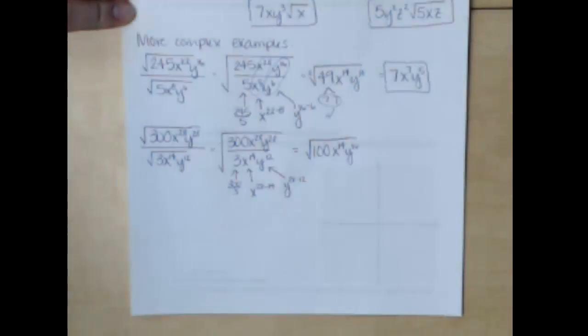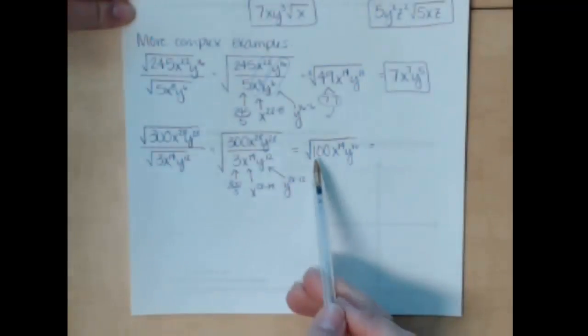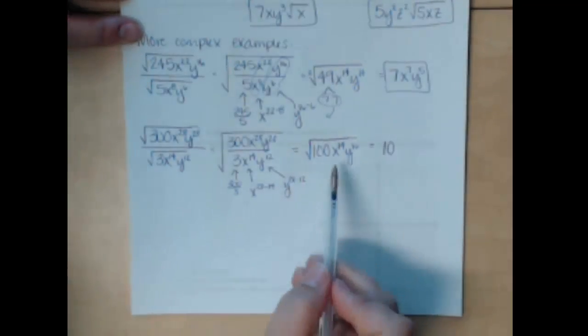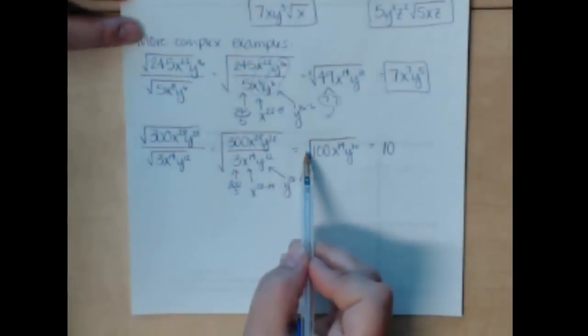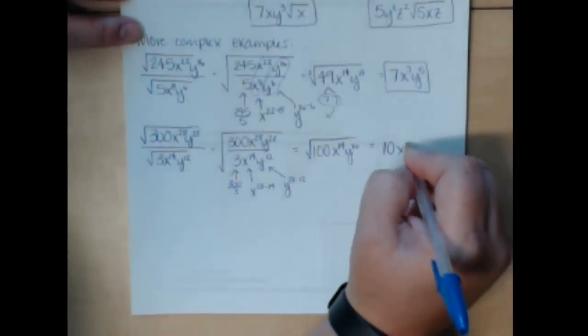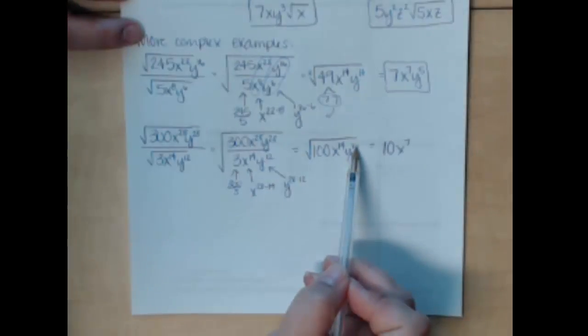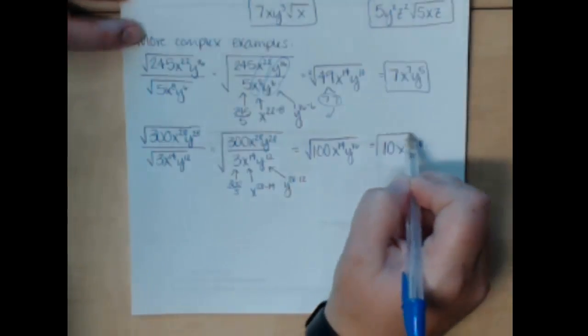And now this is something I can easily simplify because it's a perfect square, right? The square root of 100 is 10. The square root of x to the 14th, again, we just use our little shortcut. Our index 2 goes into 14 7 times, so I can bring out an x to the 7th. 2 goes into 16 8 times, so I bring out a y to the 8th. There's no leftovers, so there's no radical.